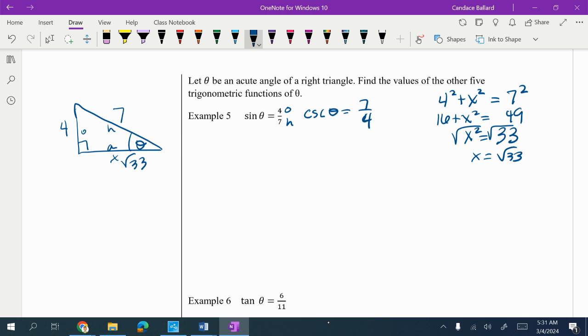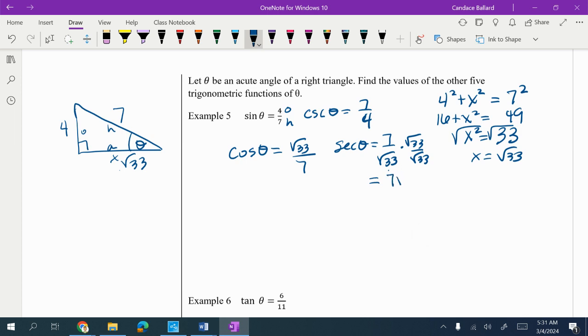All right, I have sine and cosecant. I'm going to find the others, so I've got to find cosine. Cosine would be my adjacent, square root of 33, over my hypotenuse, 7. The reciprocal of cosine is secant, so I'm going to flip the reciprocal, and I notice I have a radical in the denominator, so I am going to rationalize it. So I multiply top and bottom by square root of 33.